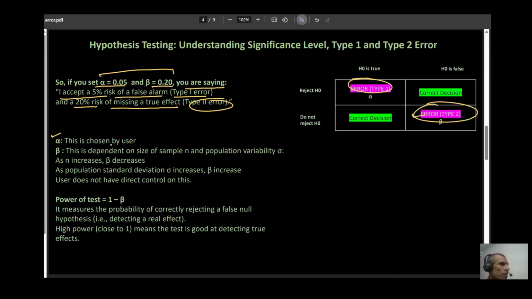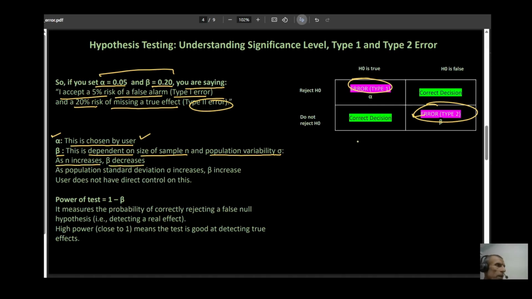Now, alpha, this is chosen by the user. Beta, on the other hand, is dependent on the size of your sample n and the population variability. Population variability in this case refers to population standard deviation. So, as the size of your sample increases, your beta decreases.